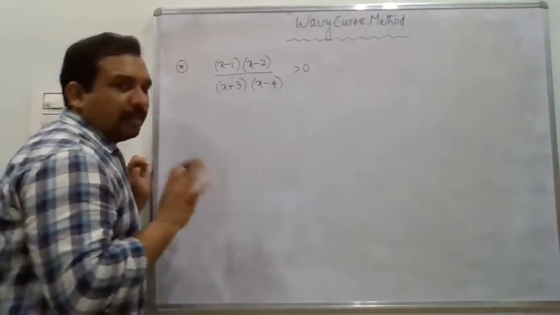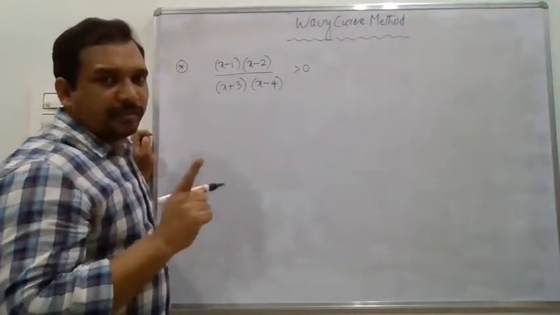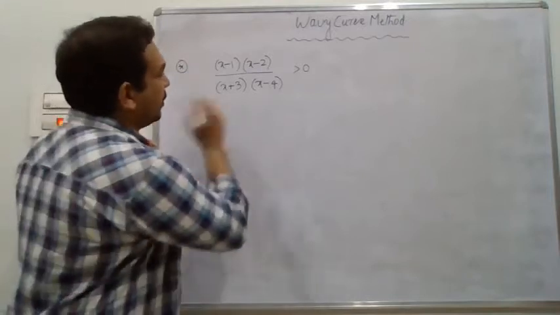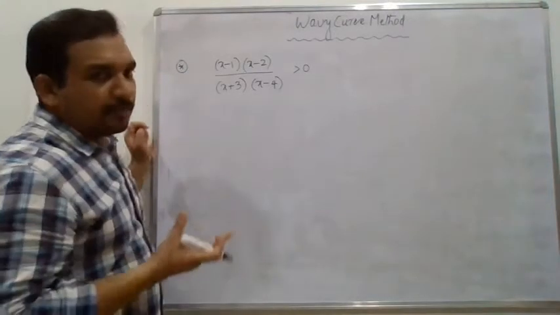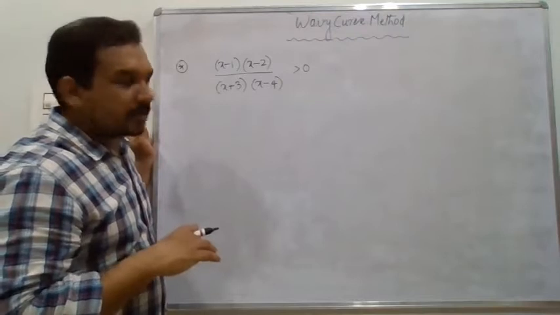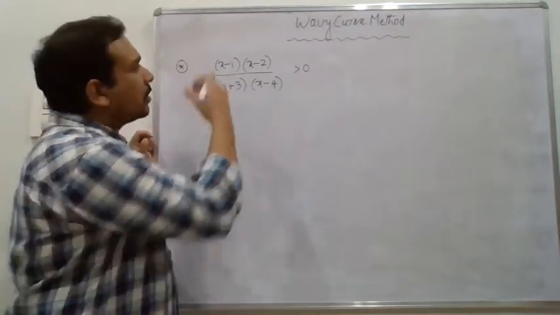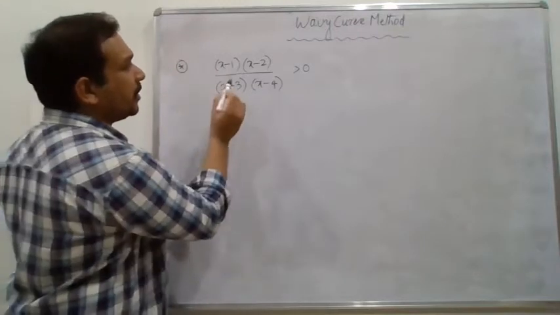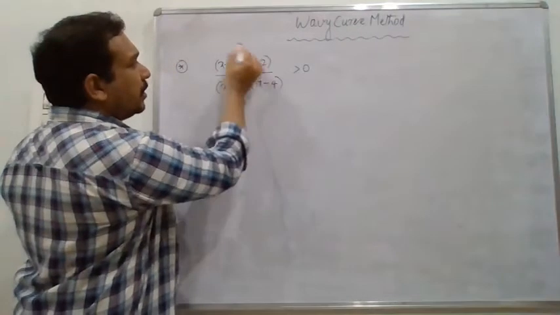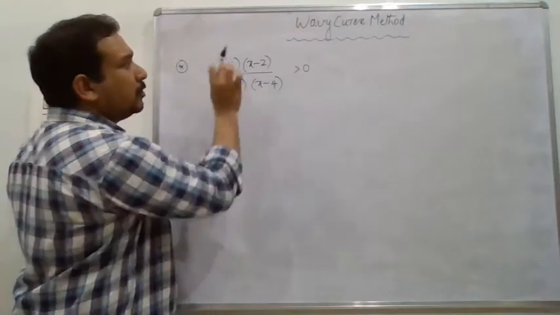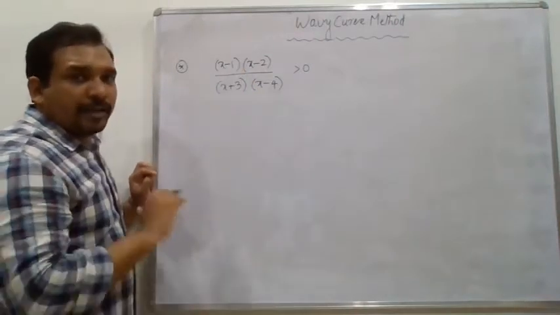In this, mainly we'll consider 2 points. First one is vanishing point, second one is discontinuous point. Which points are called vanishing points? Which points are called discontinuous points? Points which are in the numerator are called vanishing points. Means for which values of x the numerator becomes 0, those x values are called vanishing points.